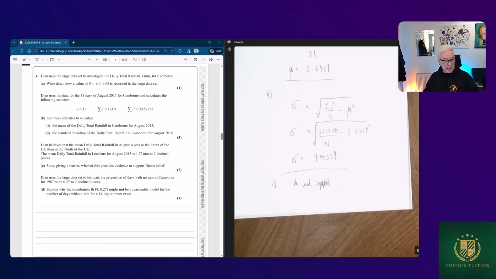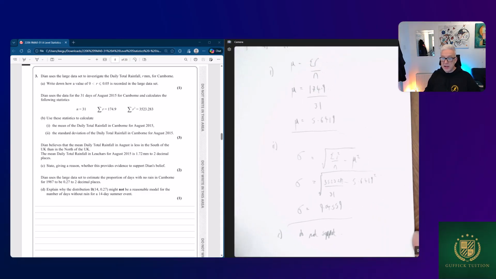Perfect. Now, the last part of this question, it says Yv uses the large data set to estimate the proportion of days with no rain in Camborne for 1987 to be 0.27 to 2 decimal places. Explain why the distribution, a binomial with n as 14 and the probability of 0.27, might not be a reasonable model for the number of days without rain for a 14-day summer event.